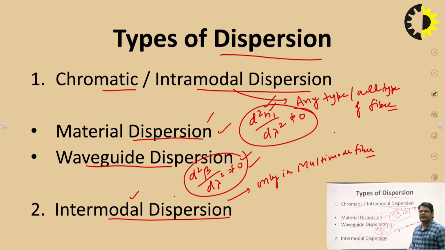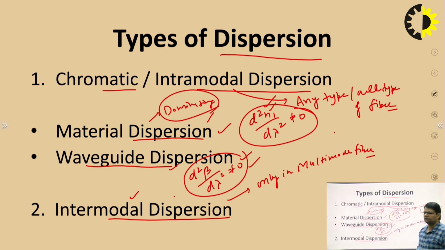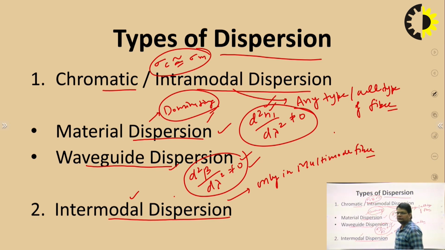Generally, material dispersion dominates as compared to waveguide dispersion. So we can say that the chromatic dispersion sigma c is nearly equal to sigma m, the material dispersion, where sigma m is the RMS pulse broadening due to the material dispersion.